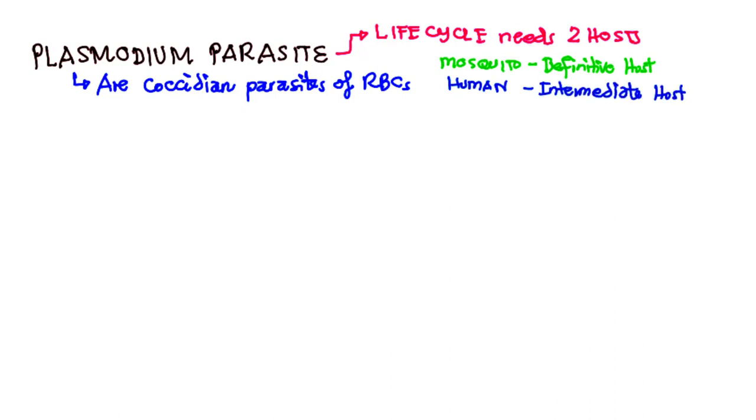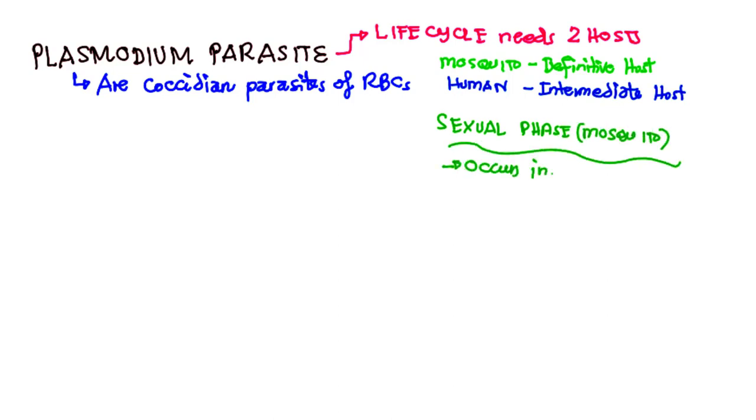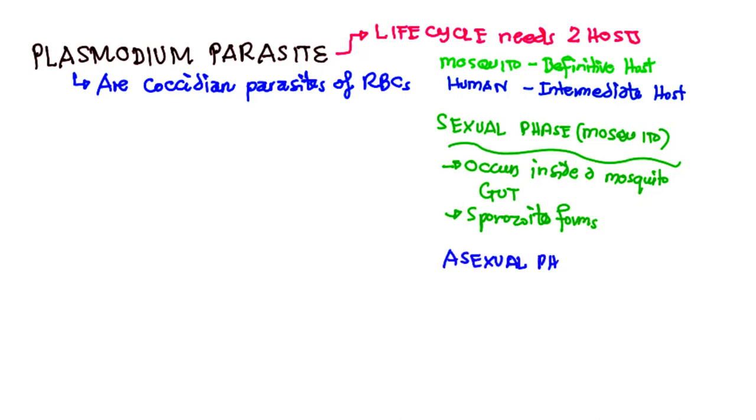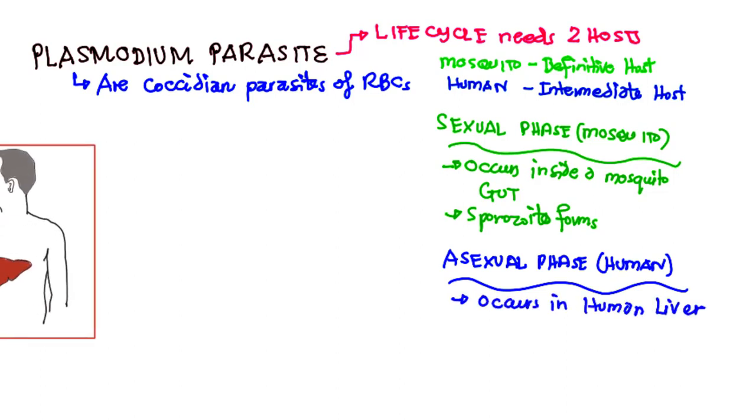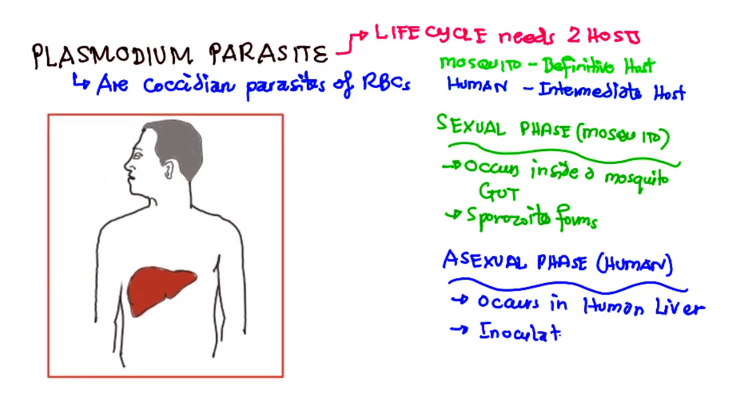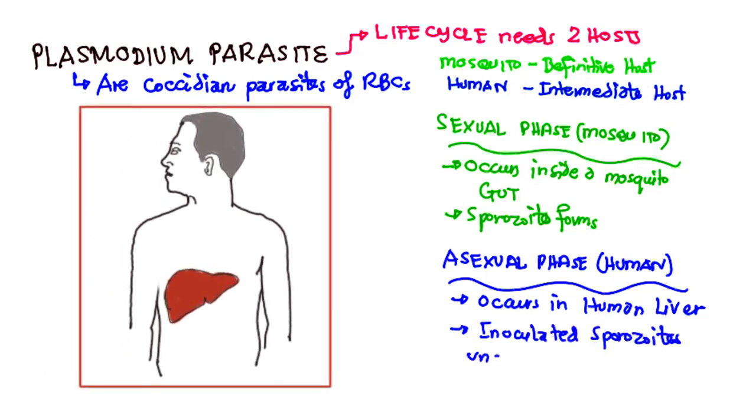Their sexual phase occurs inside the mosquito's gut and leads to the formation of sporozoites. Once the sporozoites are formed, they will move to the salivary glands, ready to be introduced during a blood meal. Their asexual phase, on the other hand, occurs inside the human liver, specifically in the hepatic parenchymal cells, which leads to the formation of merozoites, and these merozoites are the ones that happen to infect our red blood cells.